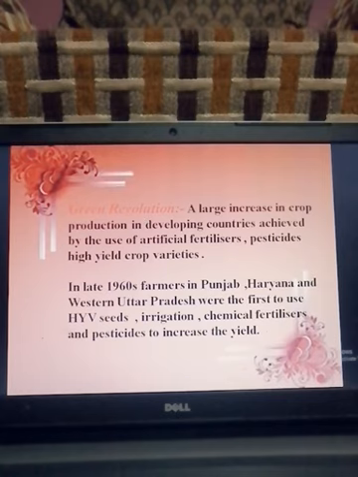So in the late 1960s, along with Palampur, farmers in Punjab, Haryana and Western Uttar Pradesh were the first states to use the methods of the green revolution, or you can say the use of HYV seeds, irrigation, chemical fertilizers and pesticides to increase their yield. It means the crops can grow easily and more in quantity.